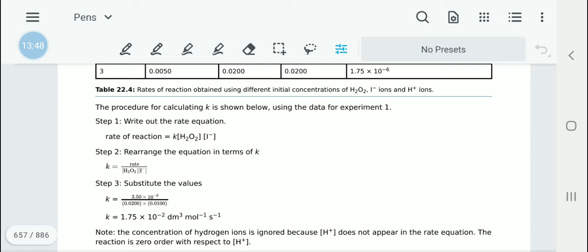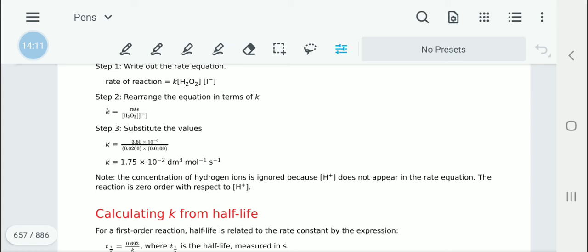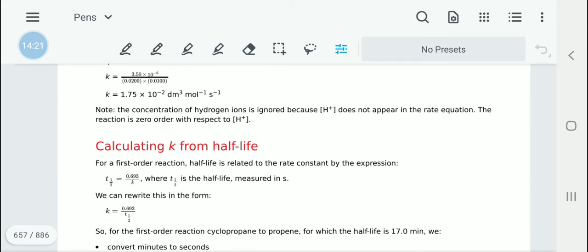We first write the rate equation: rate equals k[H2O2][I minus]. We rearrange it so that k is equal to rate divided by [H2O2] times [I minus]. After substituting the values, we get k to be 1.75 times 10 to the power minus 2 cubic decimeters per mole per second.